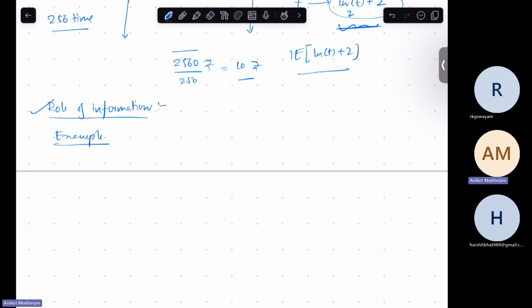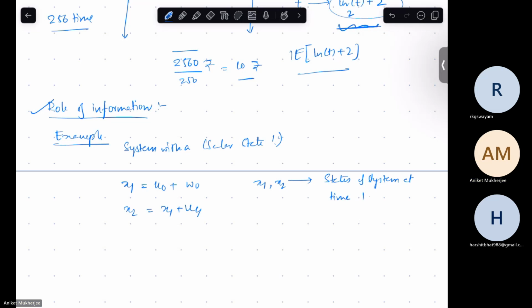So in the example, we'll take a system with a scalar state. You have a scalar state, but you're observing the state at two different times. So you have x1 at time one, where the state is basically u0 plus w0, and you're also observing at time two, where x2 is x1 plus u1. Here x1 and x2 are the states of the system at time 1 and 2. u0 and u1 are your decisions. w0 is the noise or randomness that happens in the system, right?